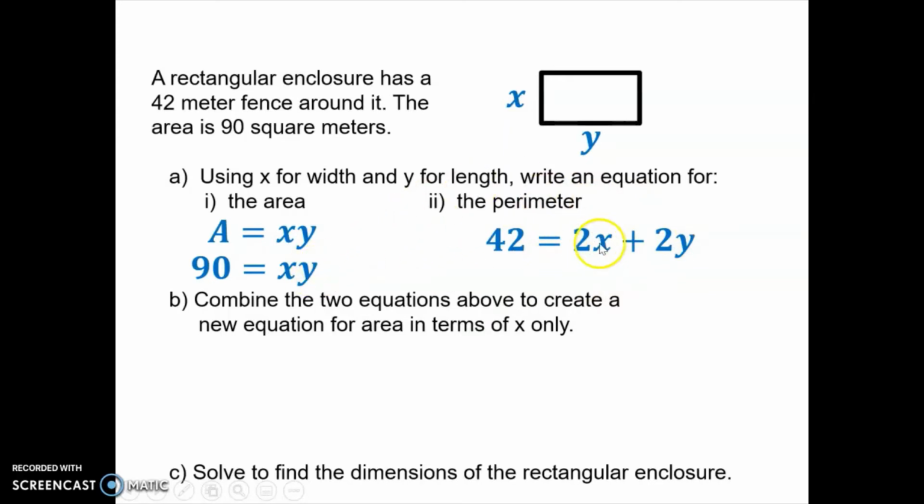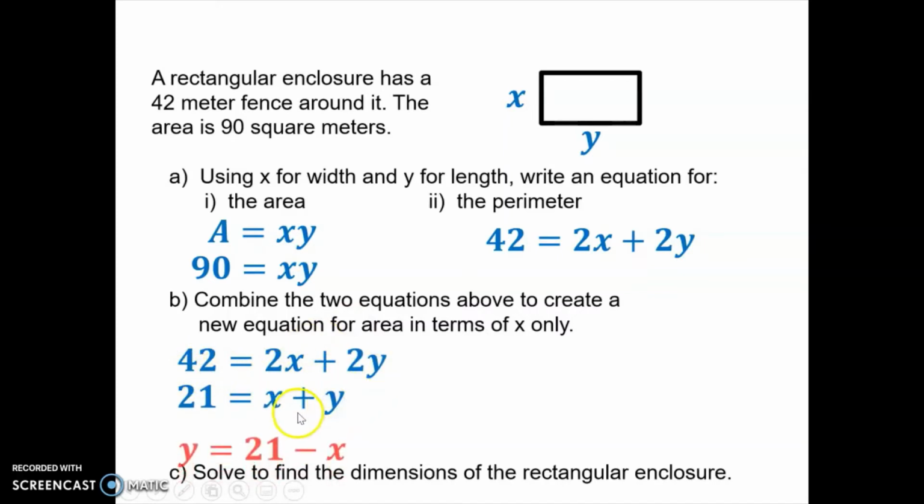Okay, so take this equation first and rearrange it so that it becomes y equals something. Okay, so there's that equation. First I divided everything by 2, and then I subtracted x on this side. And that gives me y equals 21 minus x. So now that can be substituted in here.